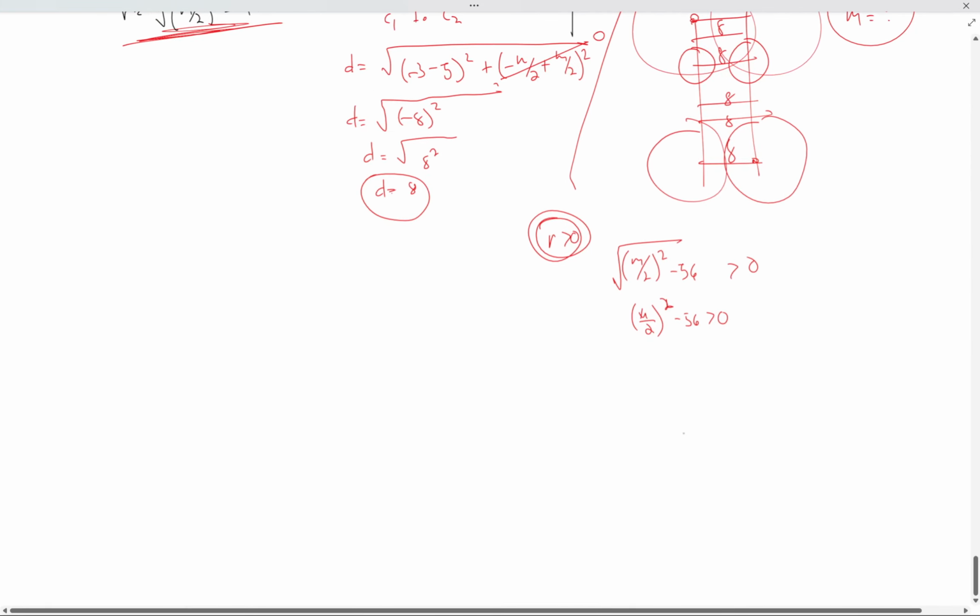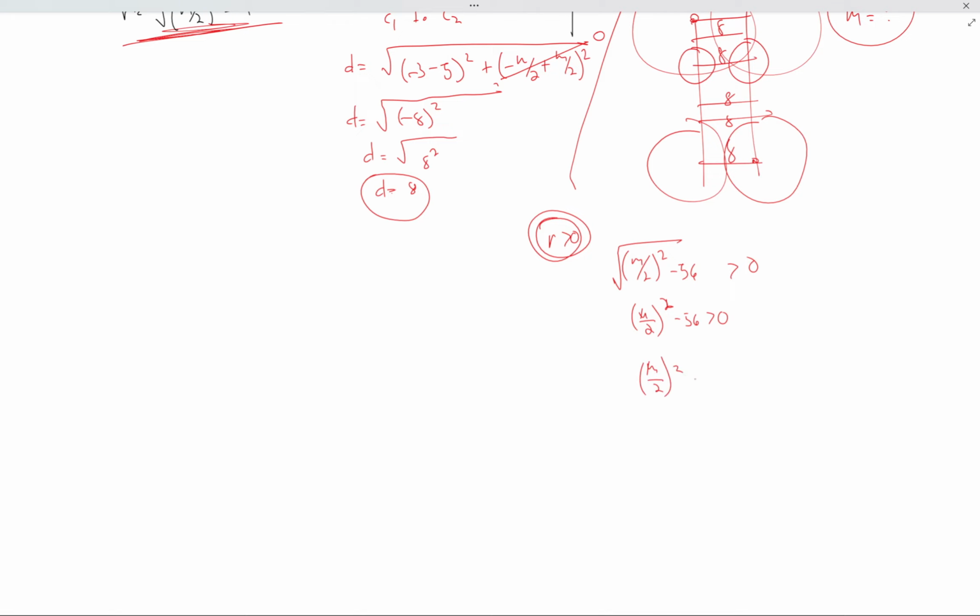Okay, now let's transpose 156 on the other side. You can just transpose this in your inequalities, and then this will become positive. Again, the same property. And then perhaps let's take the square root of both sides.